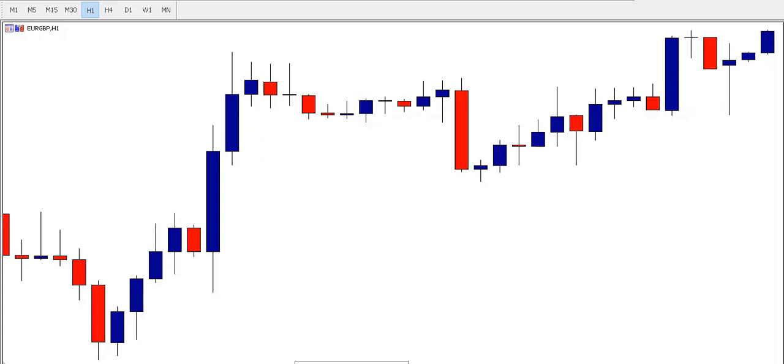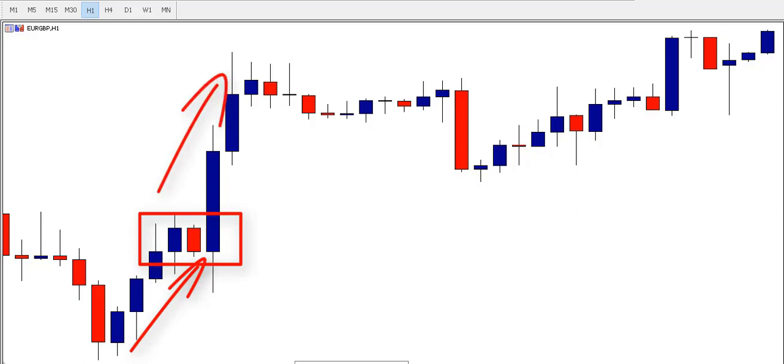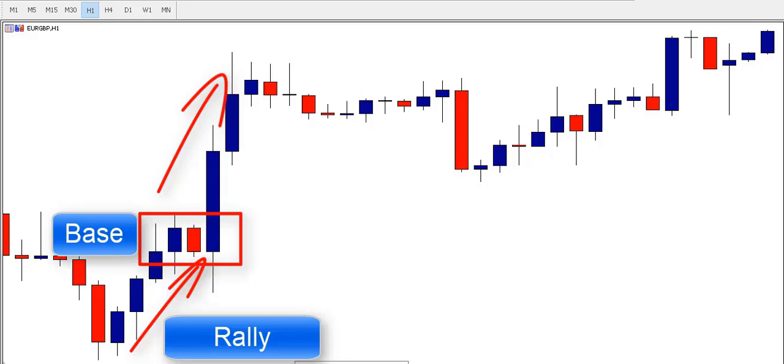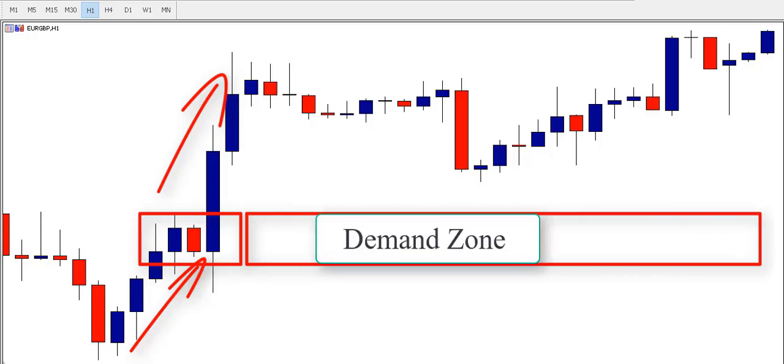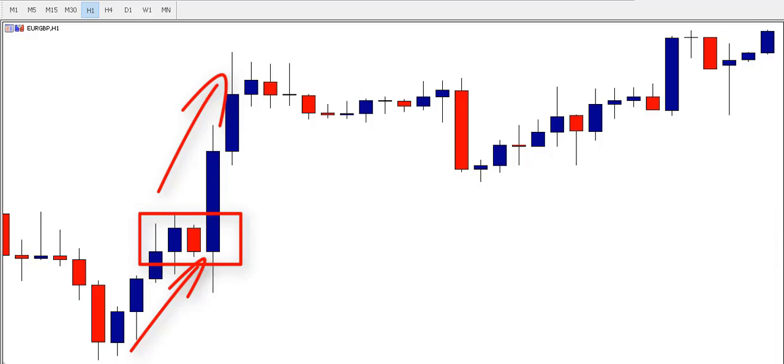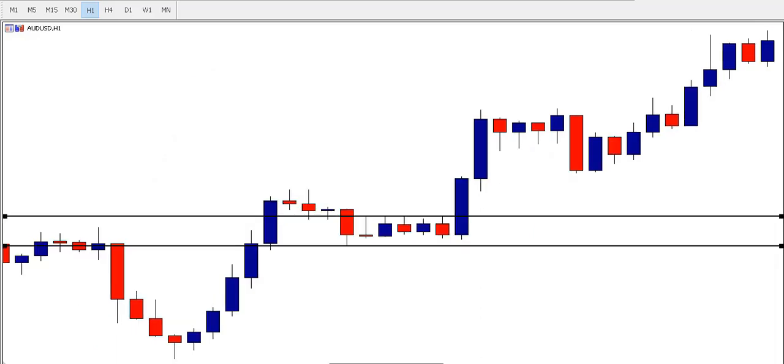Let me show you another example again. This is another RallyBaseRally continuation pattern. The market moved strongly up, paused a little bit, and then moved strongly up again, forming a great demand zone. When the market returned to test this zone, we can predict a huge move up because we know that a lot of pending orders are likely to be filled. Let's look at another example.